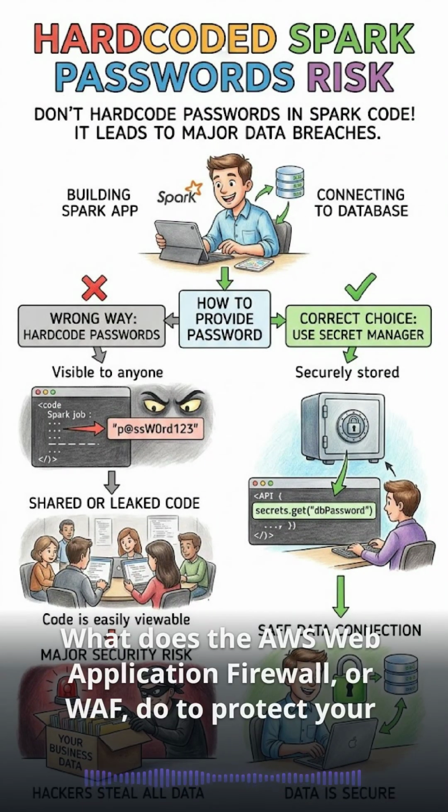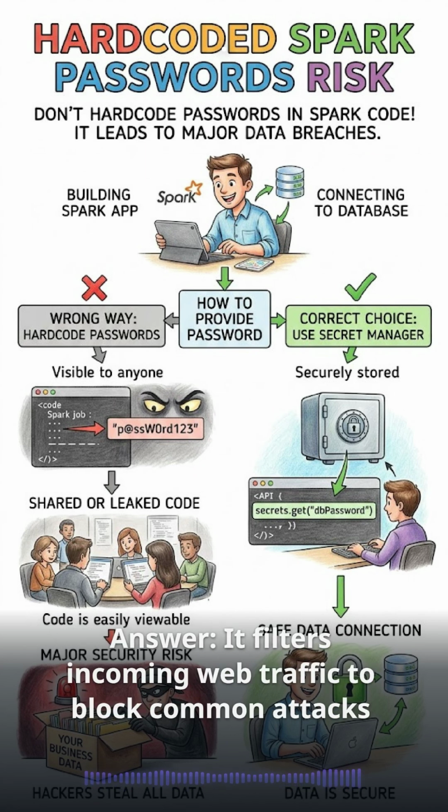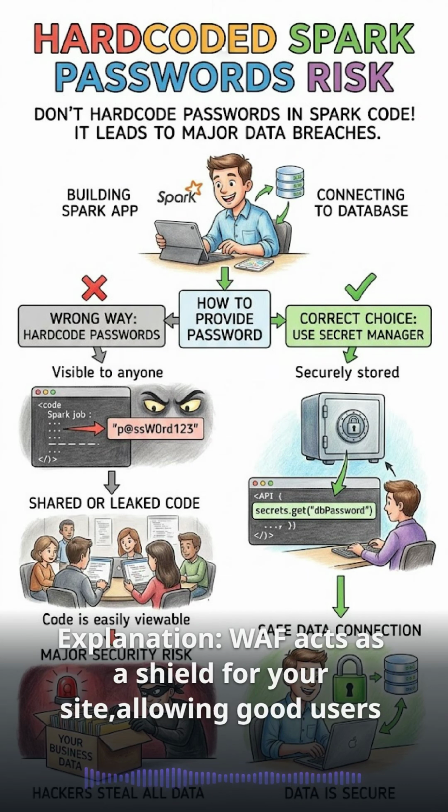47. What does the AWS Web Application Firewall, or WAF, do to protect your public-facing websites? It filters incoming web traffic to block common attacks like SQL injection and malicious bot activity. WAF acts as a shield for your site, allowing good users in while keeping bad or suspicious traffic away.